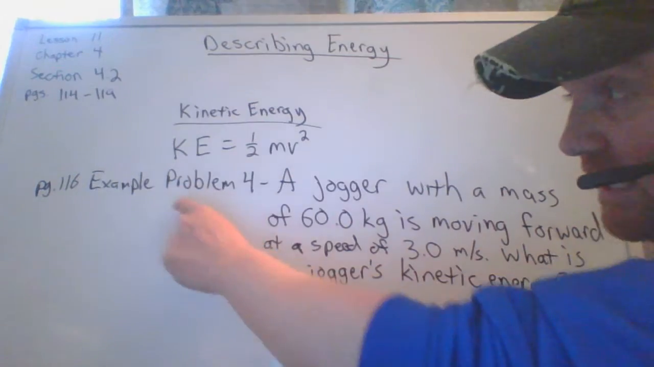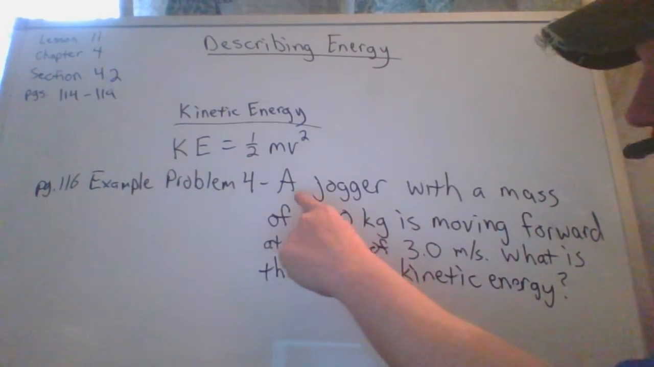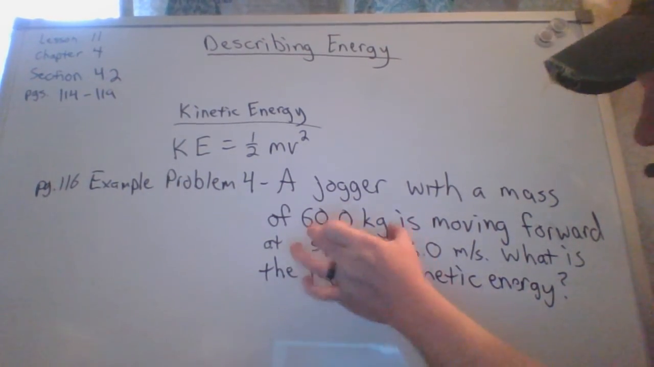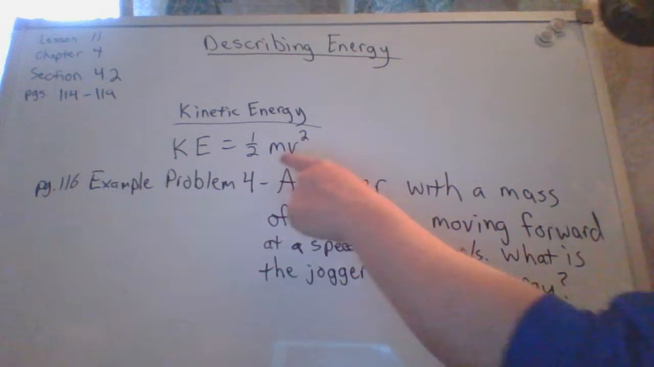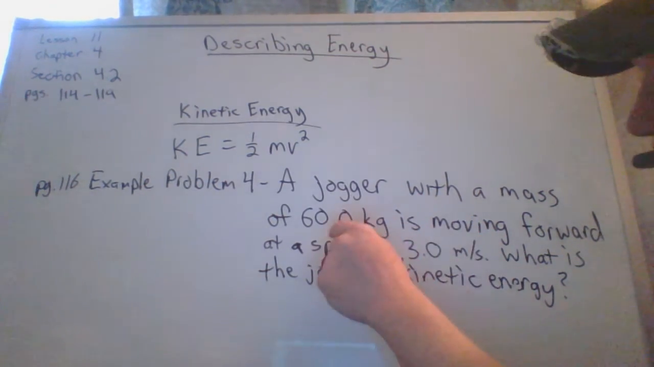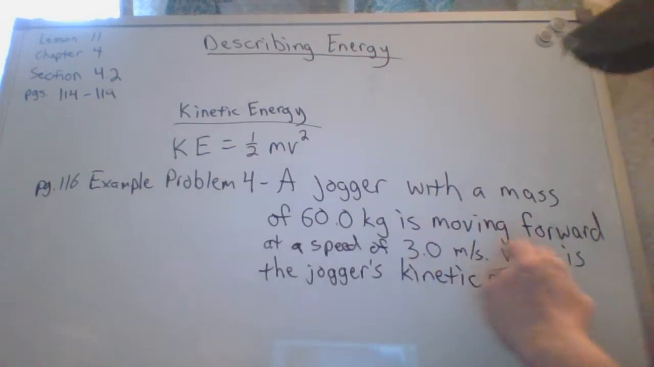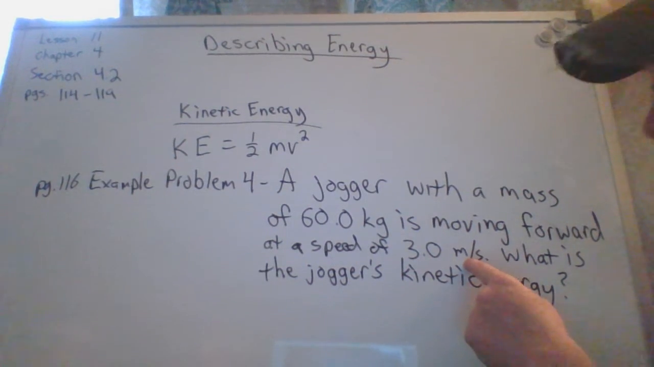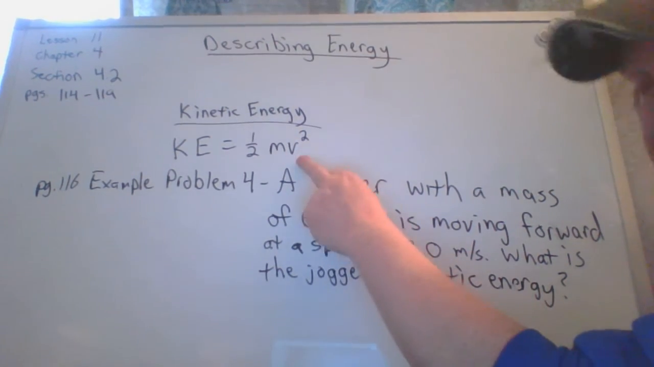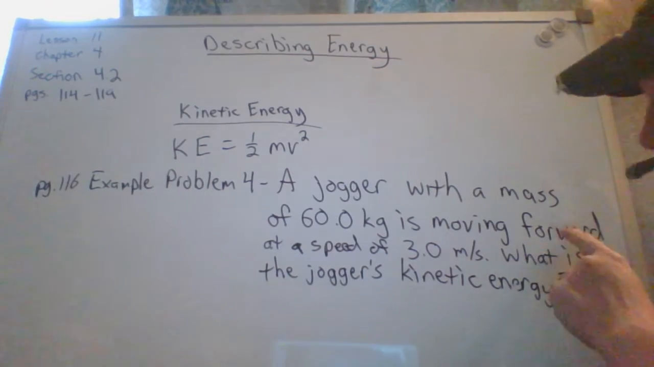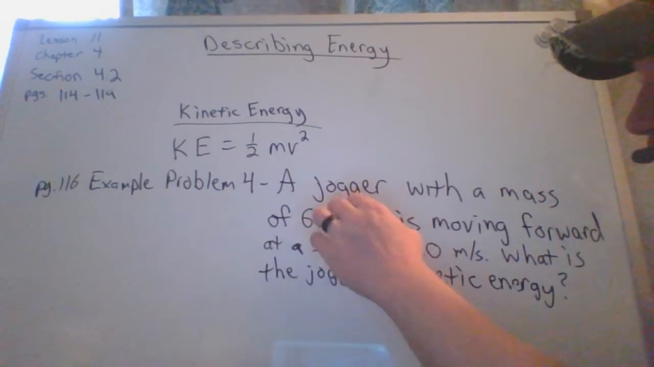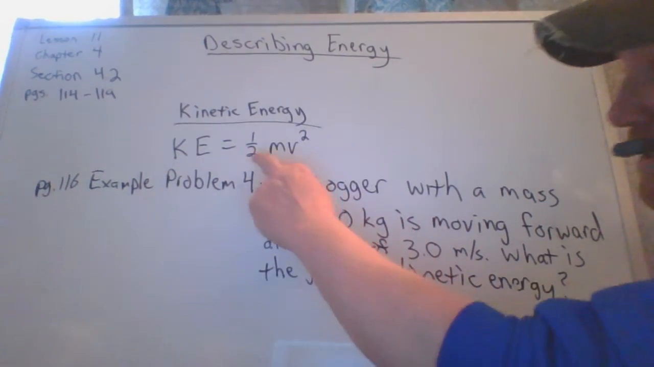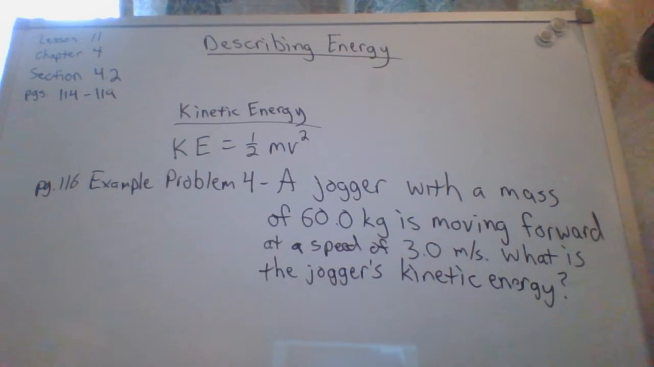On page 116, I have example problem 4. A jogger with a mass of 60.0 kg, kilograms. That tells us that there is the mass right there. That's going to be M. This jogger with a mass of 60.0 kilograms is moving forward at a speed of 3.0 meters per second. There's our speed, which we can also call the velocity. There's no direction included. They're just moving forward. So don't worry about direction. Just understand that this is your velocity, 3.0, and 60.0 is your mass. What is the jogger's kinetic energy?